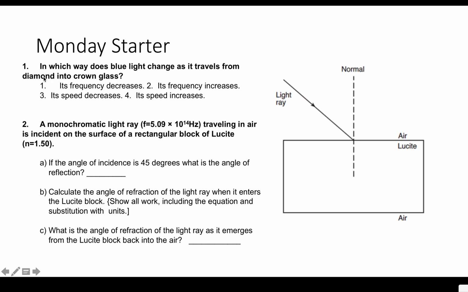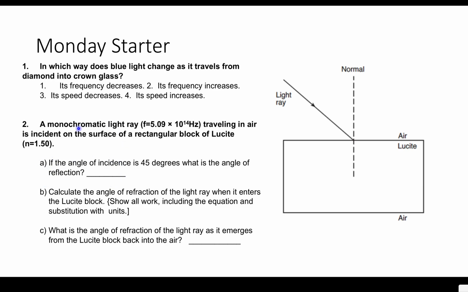So as it travels from diamond into crown glass, it's actually going into a less optically dense medium. It's going from 2.42 to about 1.5, so it should increase its speed. Remember, frequency is source dependent, so that would be the sun in this case. It's actually emitting the electromagnetic spectrum. Frequency isn't going to change. Speed would. It would decrease if it went into a more dense medium, but it's going into a less dense one, getting closer to the refractive index of 1. So we would see the speed increase.